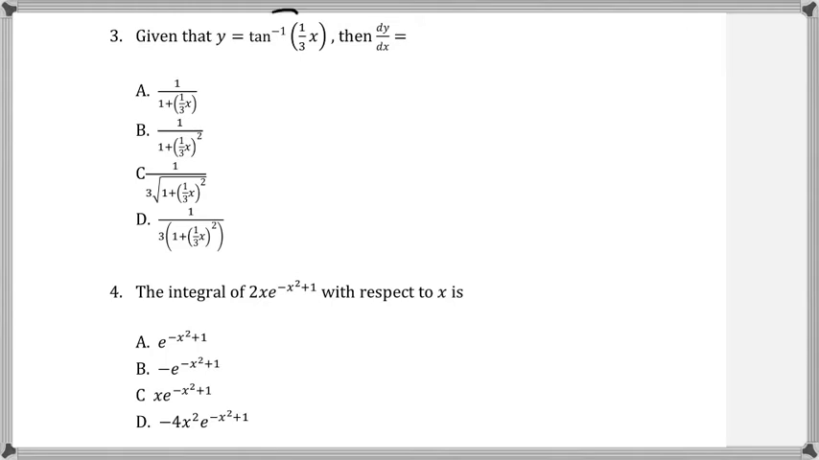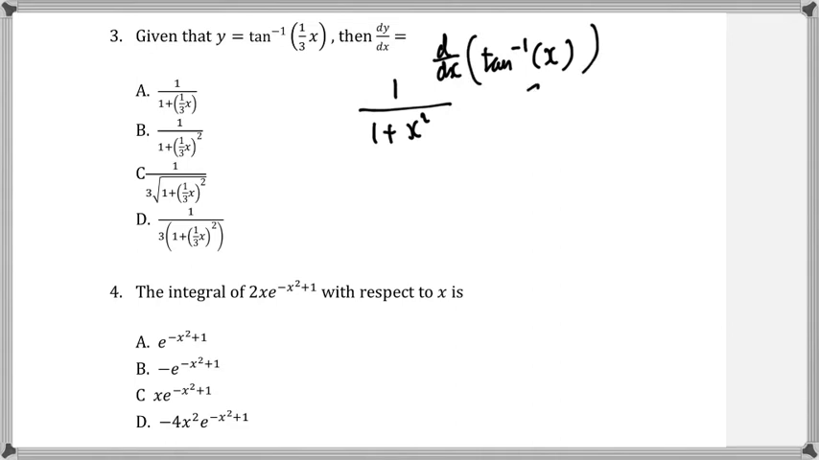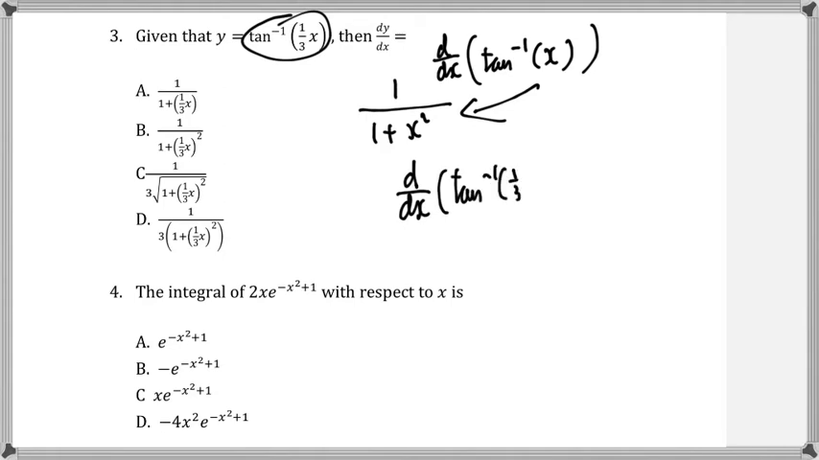We need to know the derivative for tan inverse of x. The derivative for tan inverse of x is 1 on 1 plus x squared. But that is for tan inverse of x, and this question is tan inverse of a third x. So therefore the derivative of that would simply be 1 on 1 plus a third x squared.